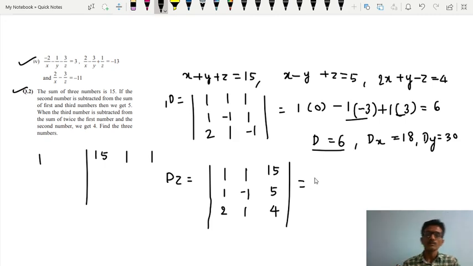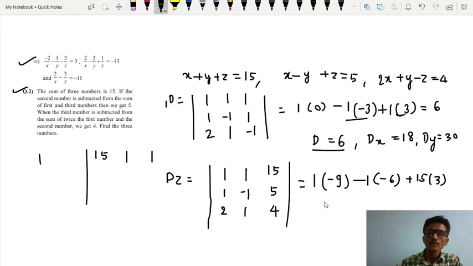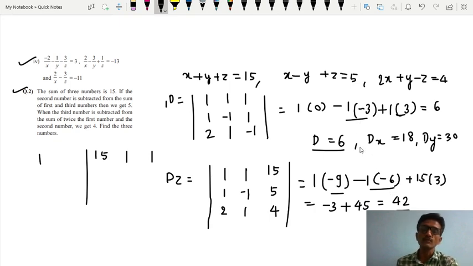So expand this determinant, 1 into minus 4 minus 5 is minus 9, minus 1 into expansion, 4 minus 10 minus 6, and 15 into 1 plus 2, that is 3, so this is minus 9 and it is plus 6 minus 3 plus 45, it will give us 42. So we are getting dz is equal to what? 42. Dz is equal to 42.